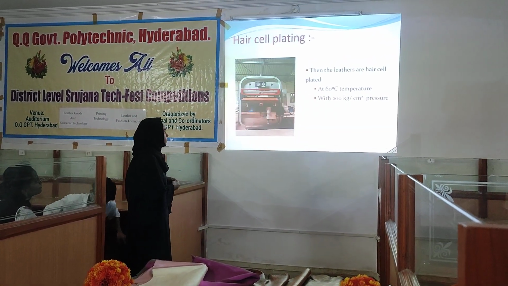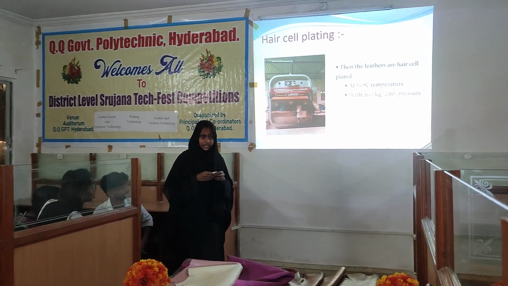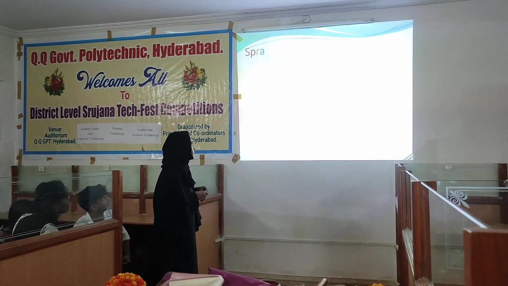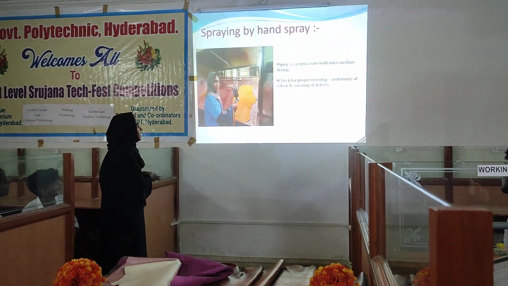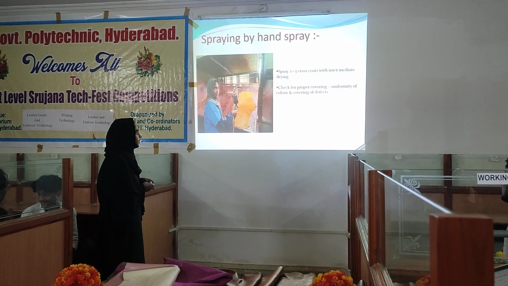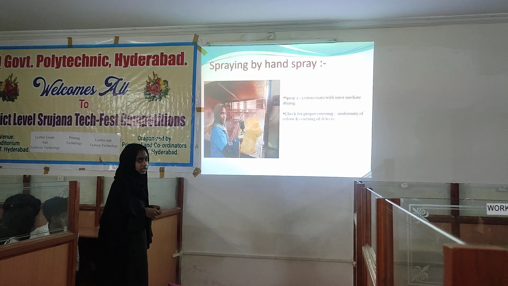Hair cell plating. This is the machine. At 60 degrees temperature, we will print the leather. We can print by hand spray, 2 to 3 cross coats with intermediate drying. Check for proper covering, uniformity of color, and covering of defects.